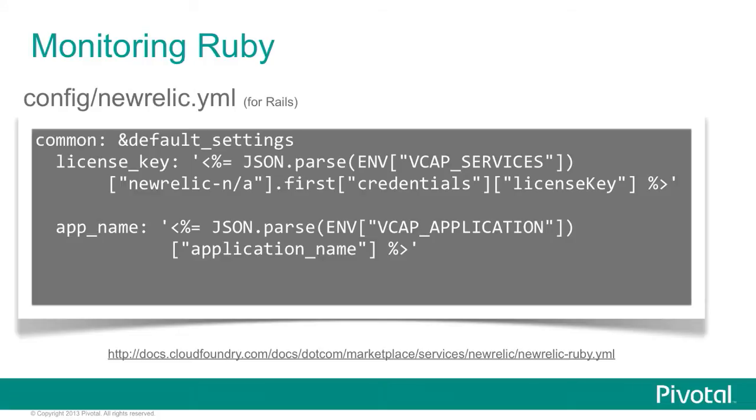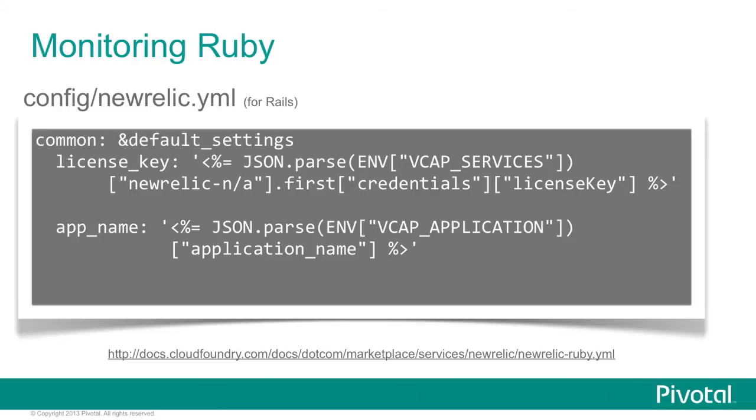The New Relic agent for Ruby supports ERB syntax in their configuration file. So we can just look at this ERB syntax a little bit here. When you bind a service to an application in Cloud Foundry, it gives you the connection info and the credentials you need to talk to that service in this environment variable called VCAP_SERVICES. So this is just parsing that VCAP_SERVICES environment variable, which is in a JSON format, finding the instance of the New Relic service, getting the credentials out of it, and then getting the license key out of that credential.